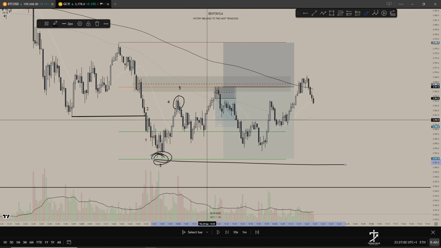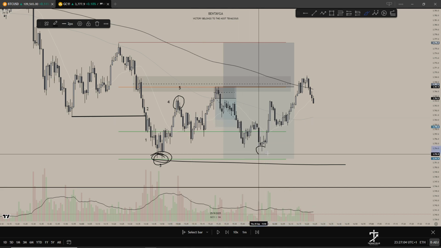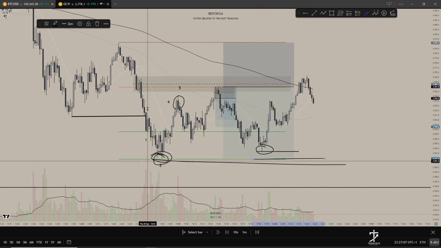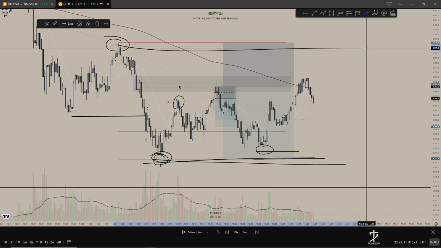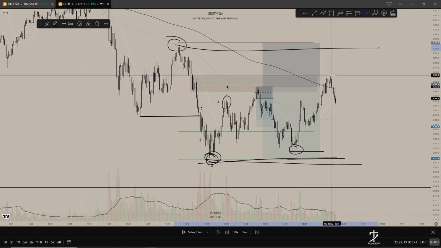Too many people think just because price has now hit this level, it should take out this low. No, it's not guaranteed. Price could come back and take out this high, and even that's not guaranteed. So it just really, really depends on what you see.